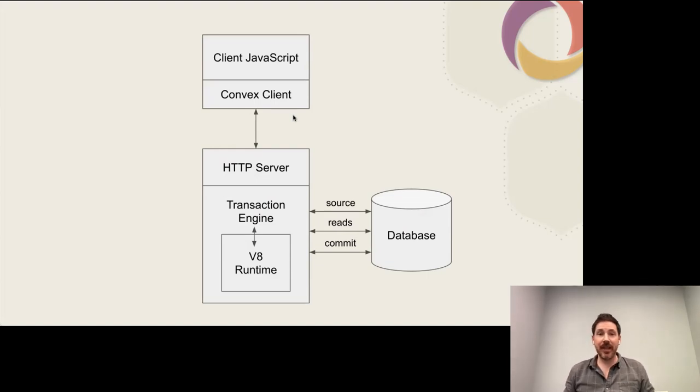So the client in JavaScript here is a very simplified diagram. It wants to run a function. It speaks to the Convex client. It sends HTTP requests to our backend server. It speaks to the transaction engine. The transaction engine assigns a timestamp for the transaction. It reads the source code for the function, which happens to be stored in the same database that is being modified. Then it spins up a V8 runtime to actually execute that function. And then if there's any calls to talk to the database, that speaks back to the transaction engine, which communicates with the database, eventually commits it. And I'll talk more in detail about these as we go forward.